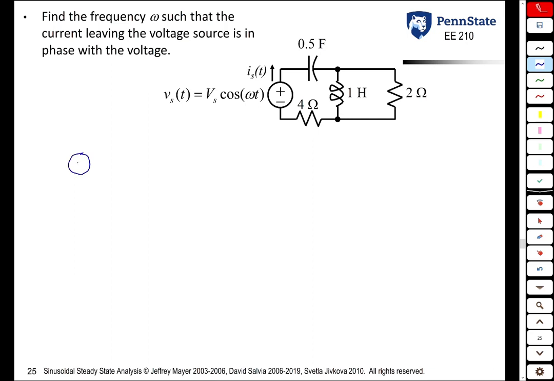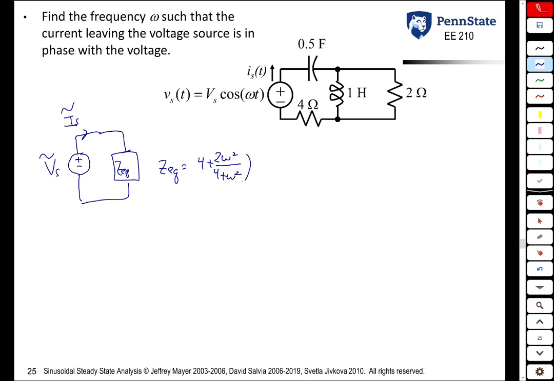In the phasor domain then, we have our voltage phasor, our current phasor, an equivalent impedance, Z equivalent, which from a previous example we saw was 4 plus 2 omega squared over 4 plus omega squared. That's the real part. And the imaginary part was j times 4 omega over 4 plus omega squared minus 2 over omega.